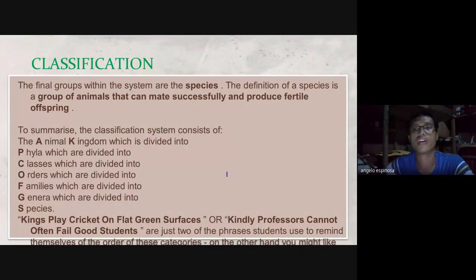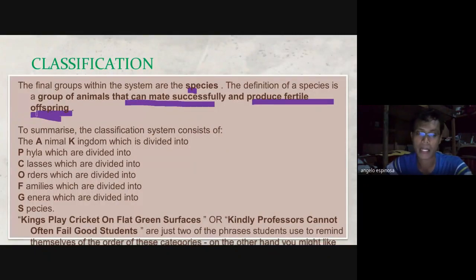So you have here the definition of species: a group of animals that can mate successfully and produce fertile offspring. Pag sinabi mong species, they can mate successfully, okay, and produce fertile offspring.